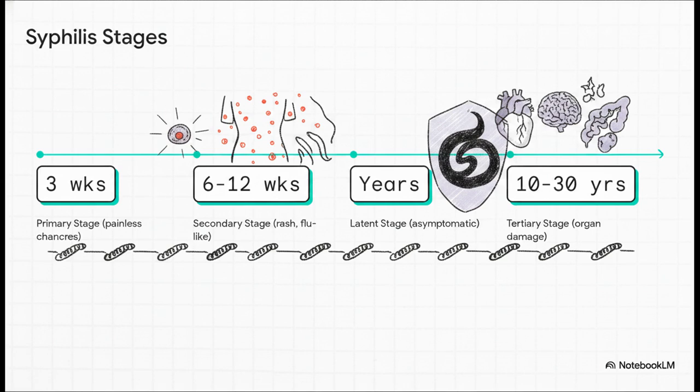If left untreated, it enters a latent stage where symptoms completely vanish for years. But make no mistake, the bacteria is still there. Decades later, it can erupt into the tertiary stage, causing severe neurological damage, heart failure, and these destructive, soft, tumor-like growths called gummas.